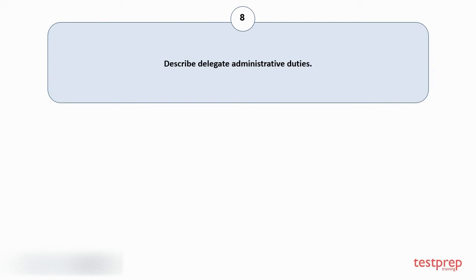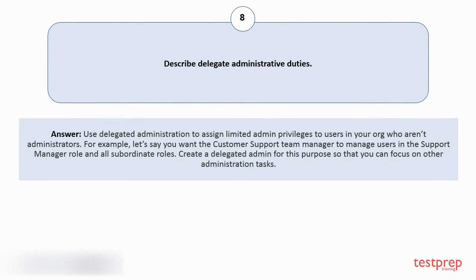Question number 8, describe delegate administrative duties. Your answer is, use delegated administration to assign limited admin privileges to users in your org who aren't administrators. For example, let's say you want the customer support team manager to manage users in the support manager role, and all subordinate roles. Create a delegated admin for this purpose so that you can focus on other administration tasks.